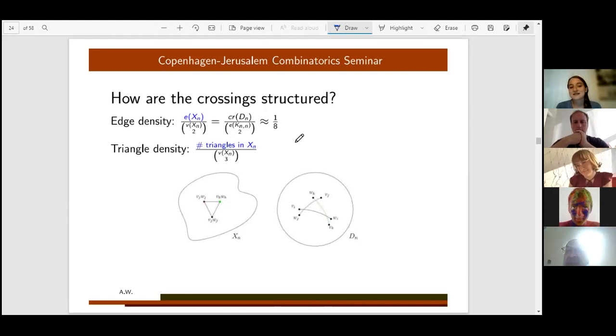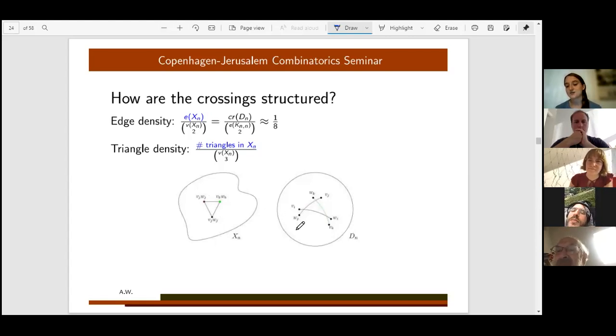The next interesting value that's a little bit more difficult, but also still easy, is to look at triangles. So we look at our intersection graph and ask how many triangles are there, and divide again by a normalizing factor. And basically a triangle in the intersection graph is the same as 3 edges in the drawing which pairwise cross each other.